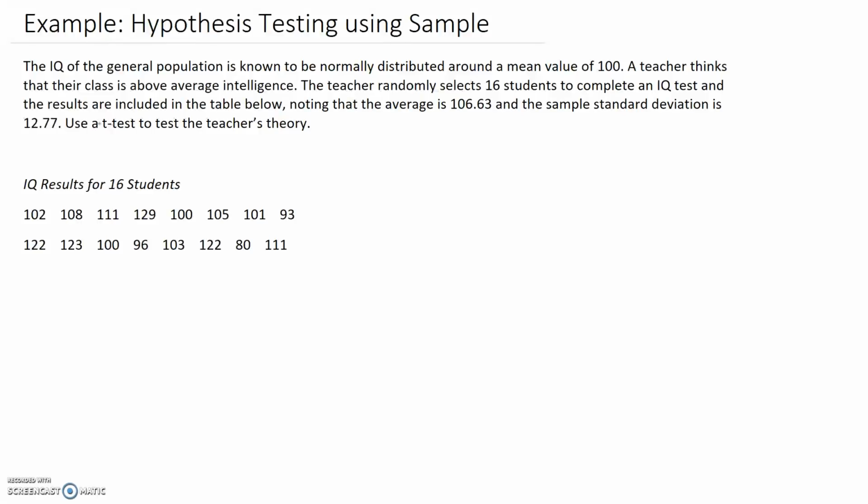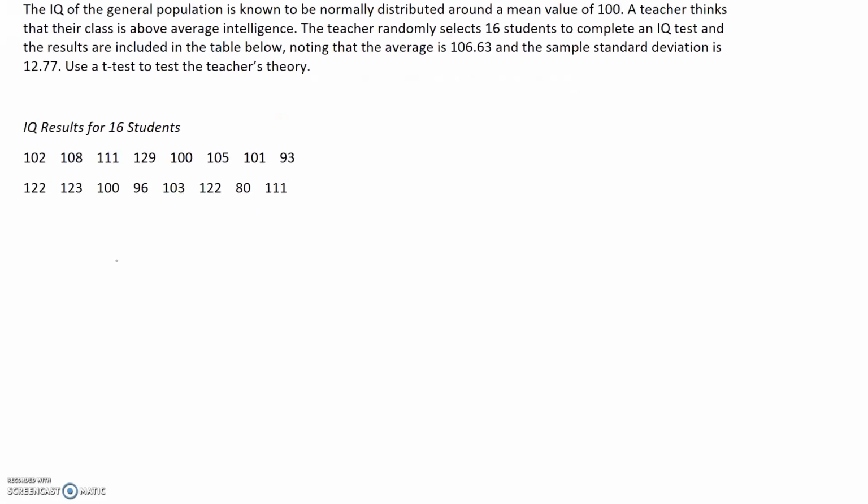So we're asked to use a t-test in order to test this teacher's theory and see whether there's any evidence to back the claim. So let me just start by drawing ourselves a little picture of what we're actually looking at. So what we know is that there's the population of people generally, and we know that this general population has a mean value of 100 for the IQ. All right, so that would be our mu.